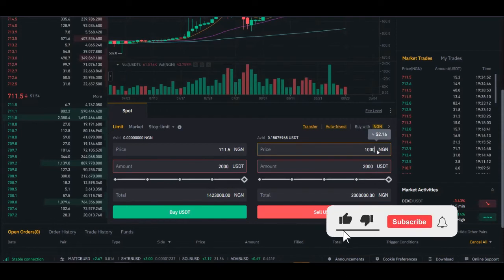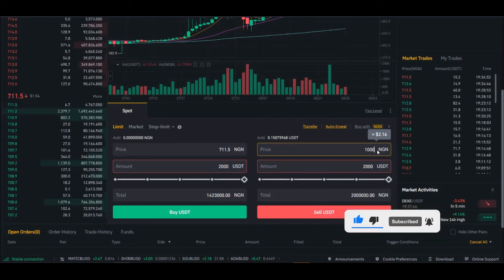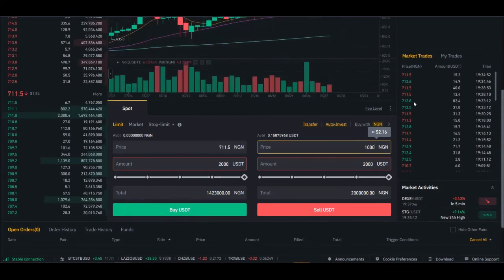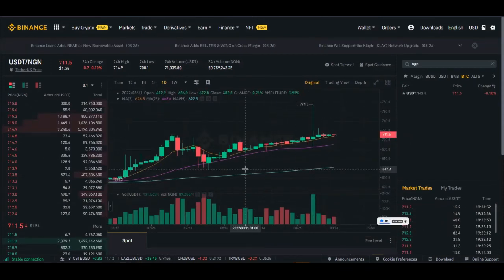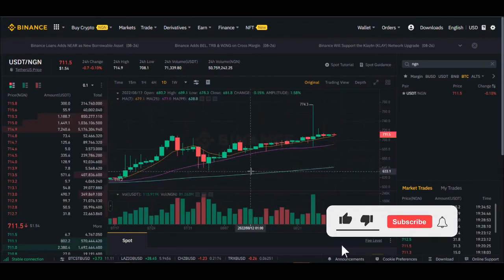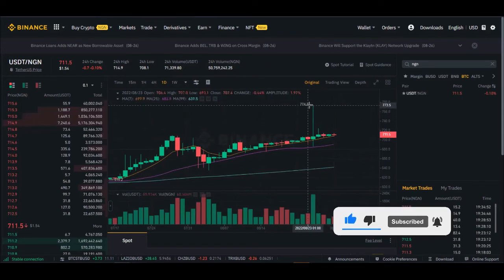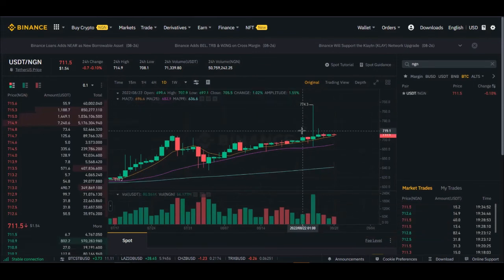So what you spend 1.4 buying would have made you around 2 million Naira and so on. Okay. So this is just what you can do with the Binance P2P using the spot option. You buy right now or you use a limit order. If you believe that the USDT will get down to 680, 630, you can place a limit order to buy when the price gets that low. Once your order is filled, you now place another order to sell at a higher price. Right? This is one method we can use within an exchange.